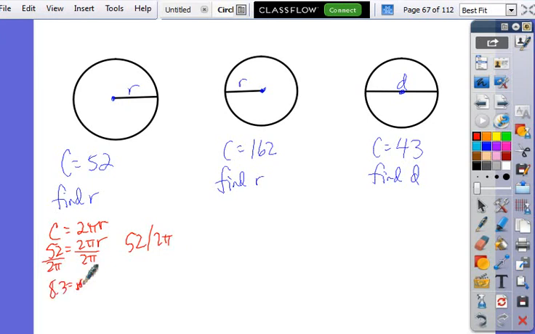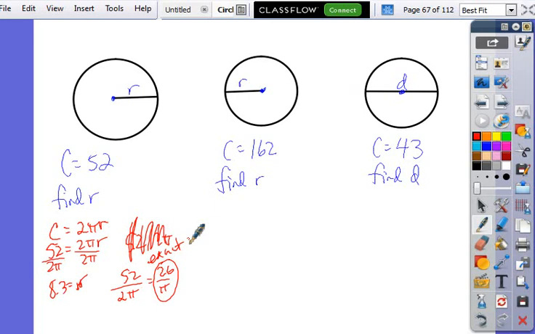If I wanted the exact version of this, that's where I would say, what is 52 divided by 2? This is 26, and then leave the pi in the bottom. That's the exact version. Unless it says exact, don't worry about it. But on the second one, I want you to do both: find the decimal version and the exact version.